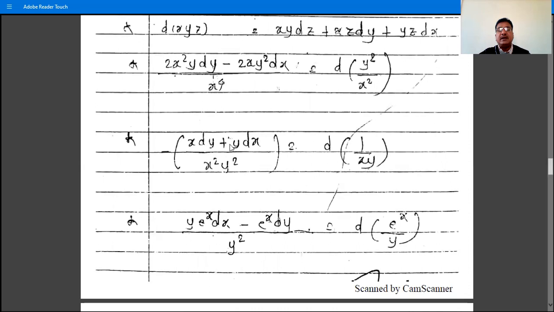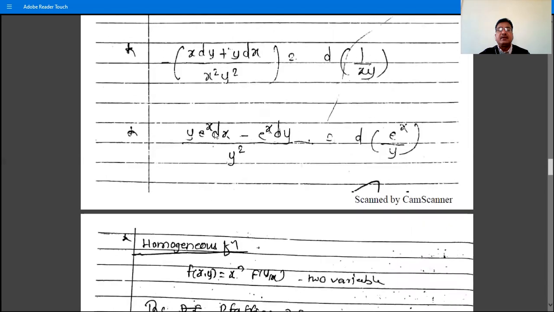Similarly, x dy plus y dx divided by x square into y square is the derivative of 1 by x into y, with a minus sign. Find the derivative of 1 by x into y: it is minus x dy plus y dx divided by x square into y square. Then y e raised to x dx minus e raised to x divided by y square is the derivative of e raised to x by y.